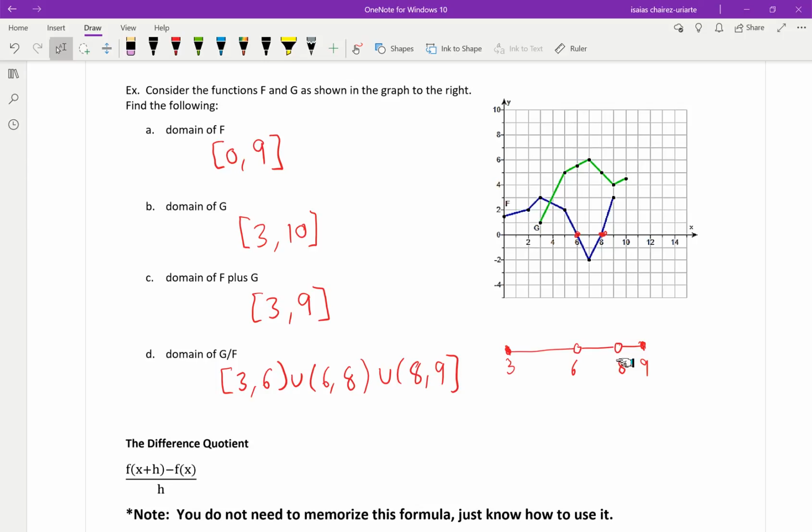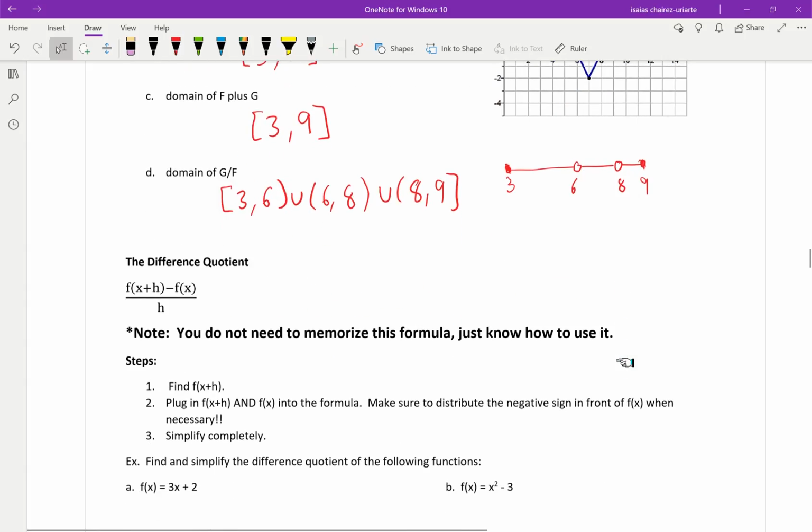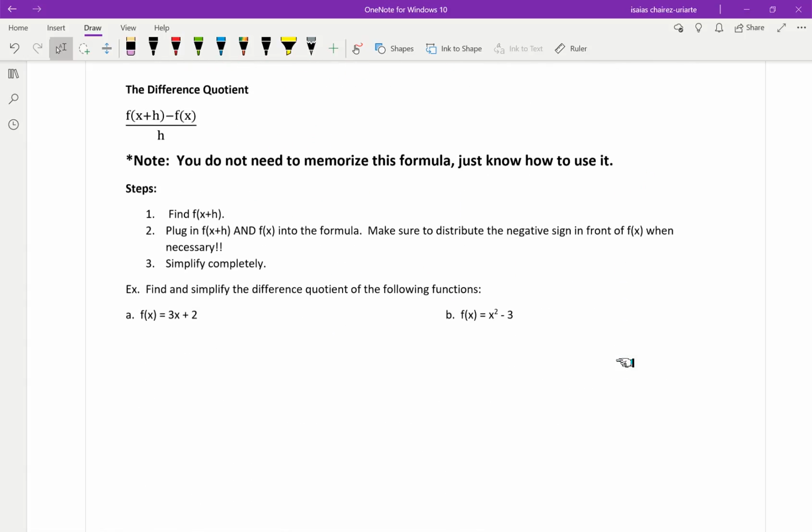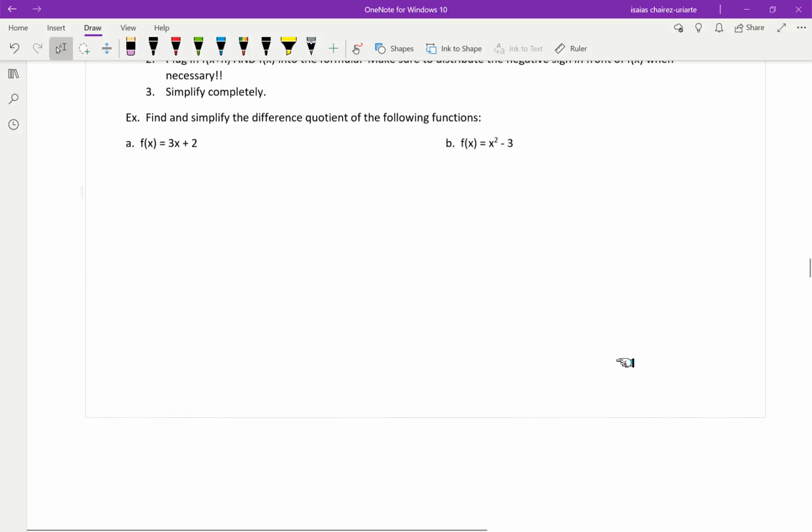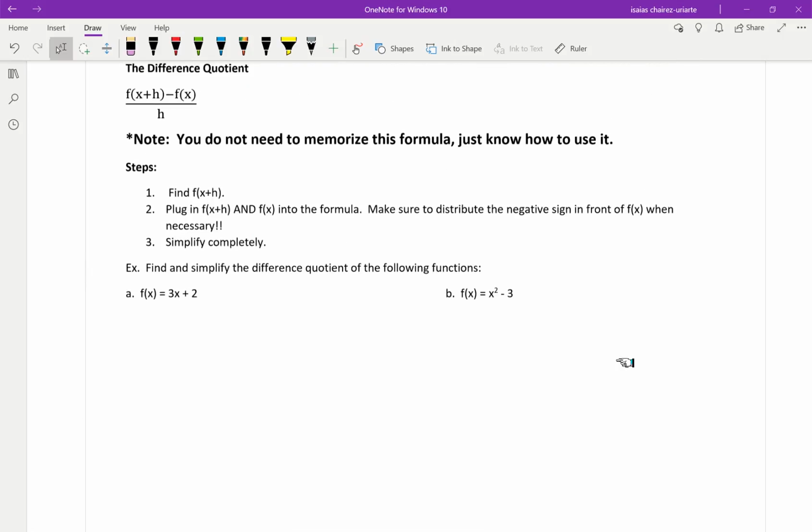And this idea of determining domain of these new functions is a little bit better. Let's get into a different little topic here. This thing called the difference quotient. And that's the last part for this section here. So this difference quotient, you're going to be using it quite a bit in Calc 1. Calc 1 starts right off the bat with this thing of a difference quotient.